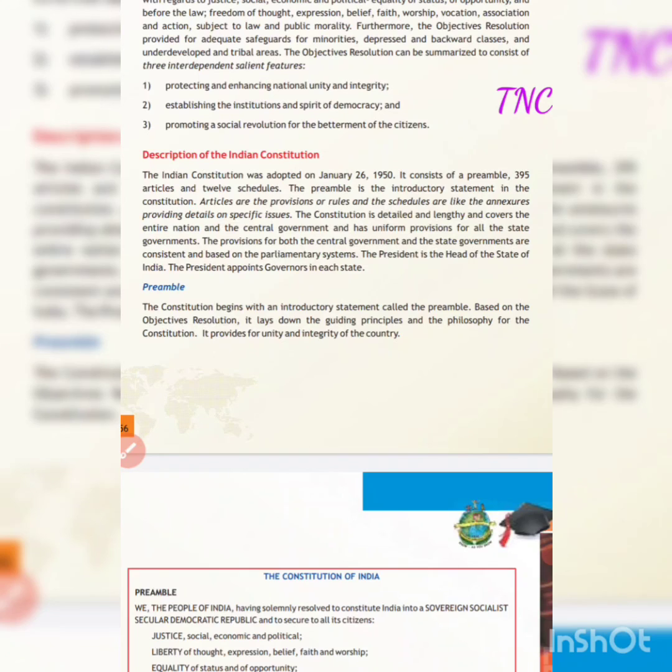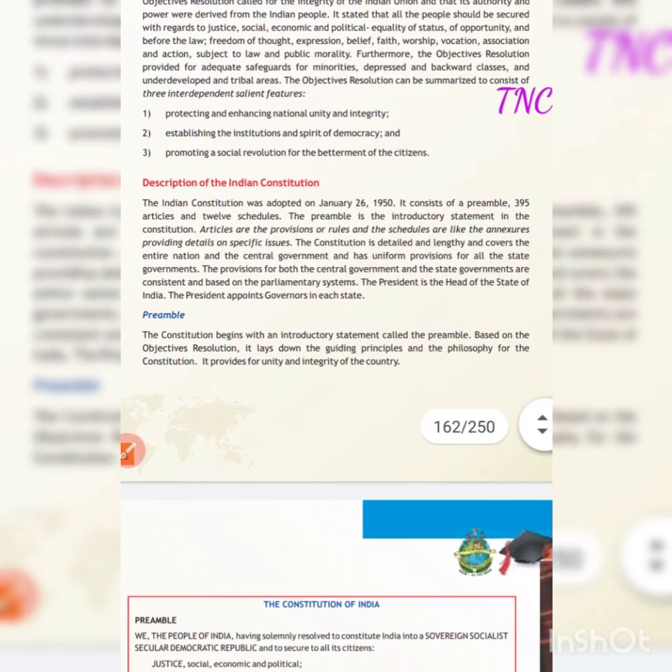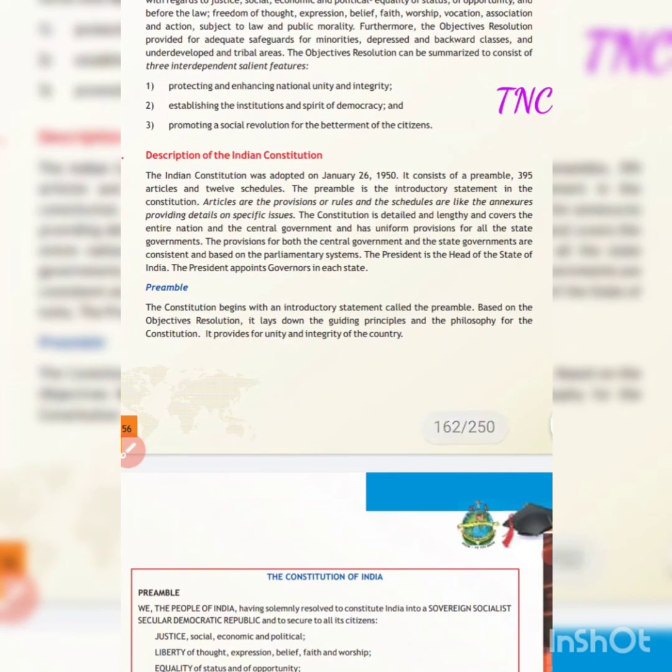Constitution is detailed, lengthy, covers the entire nation and central government, and has uniform provisions for all the state governments. So yes, Constitution is detailed. It is a rule book that is applied on each and every citizen of India, on the central government, on each and every state government, on the entire nation. It has its jurisdiction.